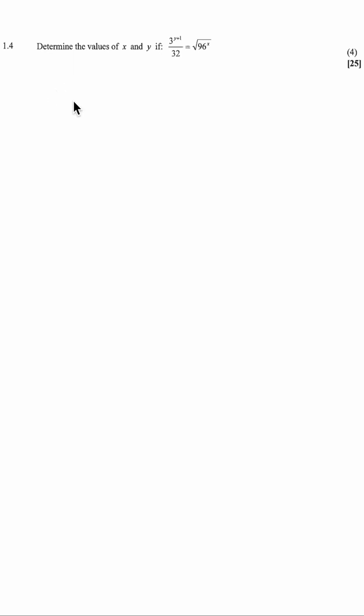Determine the values of x and y if I have this thing here. So I have 3 to the power of y plus 1, over 32, equal to the root of 96 to the power of x. Yeah, so I want to solve for x and y.